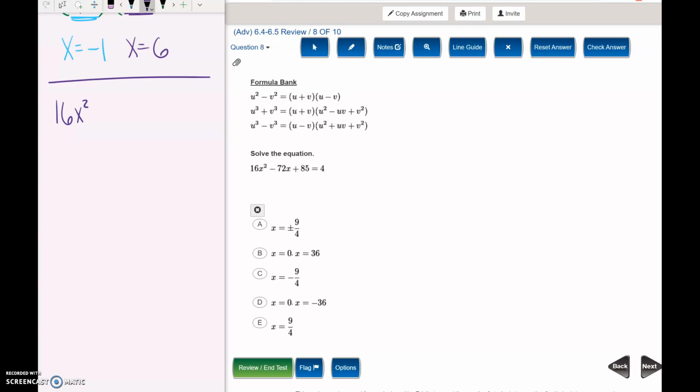16x squared minus 72x plus 85 equals 4. We need to get 0 on one side first.